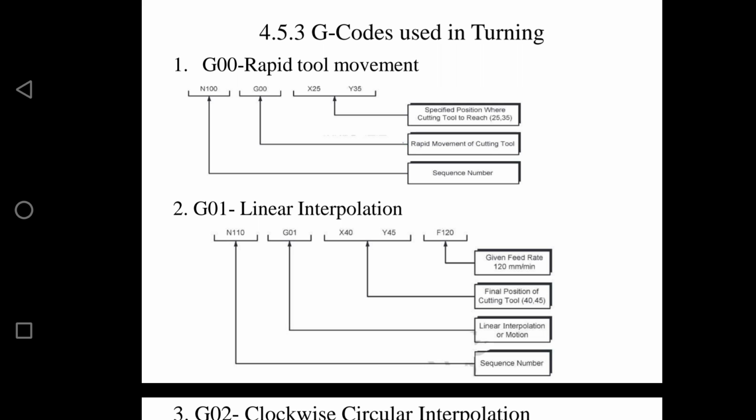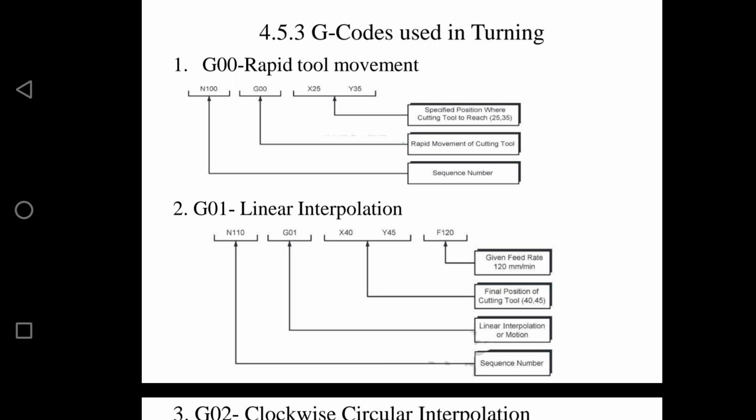So G01 is the function for the motion of a cutting tool along a straight line from a current position to a given final position at a given feed rate. Why are we giving the feed rate? Because it is cutting the material. But in the rapid tool movement we are not giving any feed rate because it is not cutting the material, it's just moving from one position to another. So this is the function for linear interpolation.